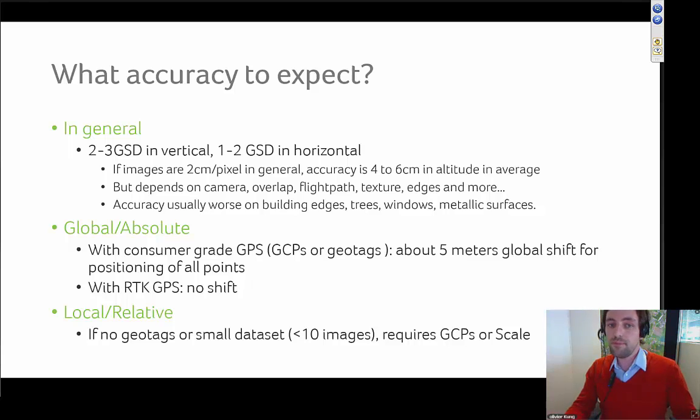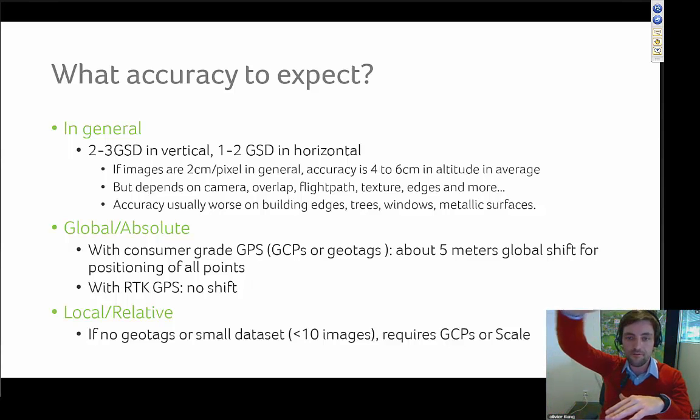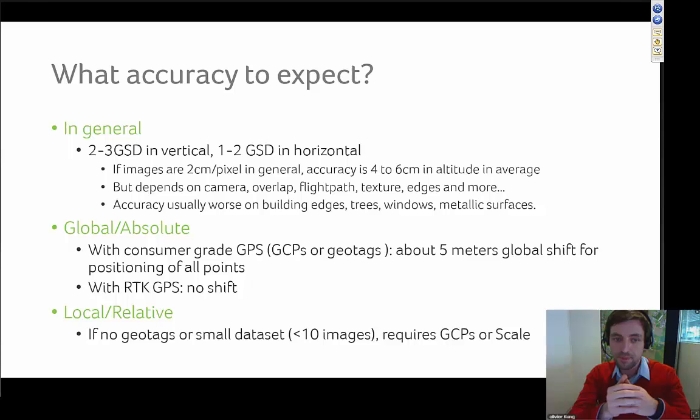And now, what do we mean by accuracy? In general, we give as a rule of thumb that you can achieve something around 2 to 3 times the ground sampling distance in vertical and 1 to 2 times the ground sampling distance in horizontal. Okay, so let's take an example. If you fly over a field and your camera is looking down, if your images are at 2 centimeters per pixel, so each pixel represents 2 centimeters on the ground, then you can expect an accuracy which is around 4 to 6 centimeters in altitude on average.